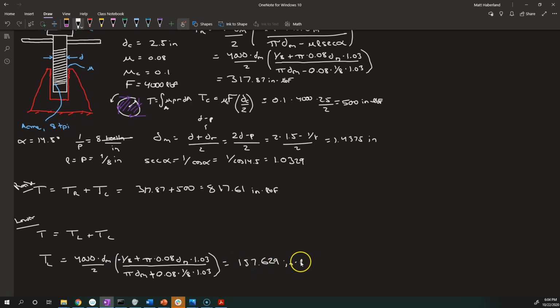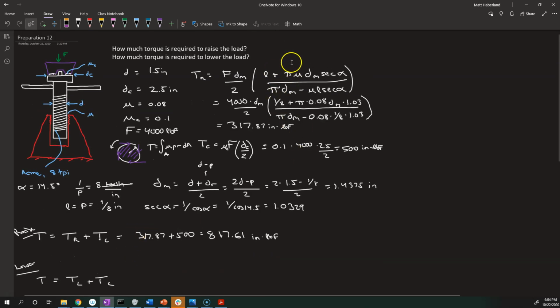157.629 inch-pounds. Now, if I had messed this up, if I had made this a positive and made this a negative, then this whole thing would end up as negative 157.629. So it's not such a big deal. Just know that if you get a negative number, you probably mixed something up with the signs there. Even though I wrote this probably backwards, let's correct this right now. We'll write it more closely to how I did in the presentation. In the presentation, it looked like.